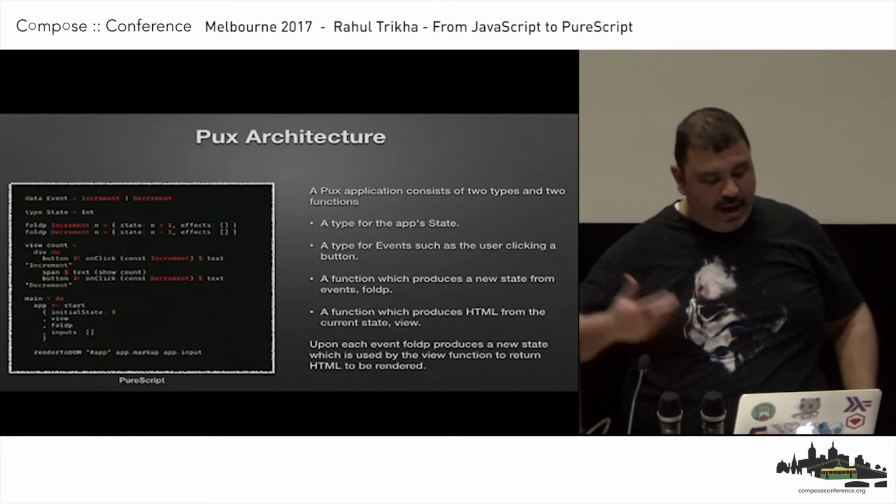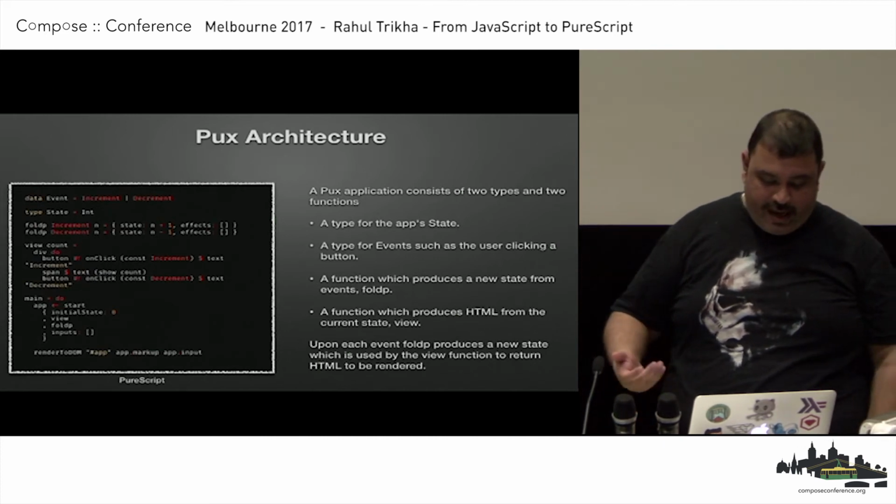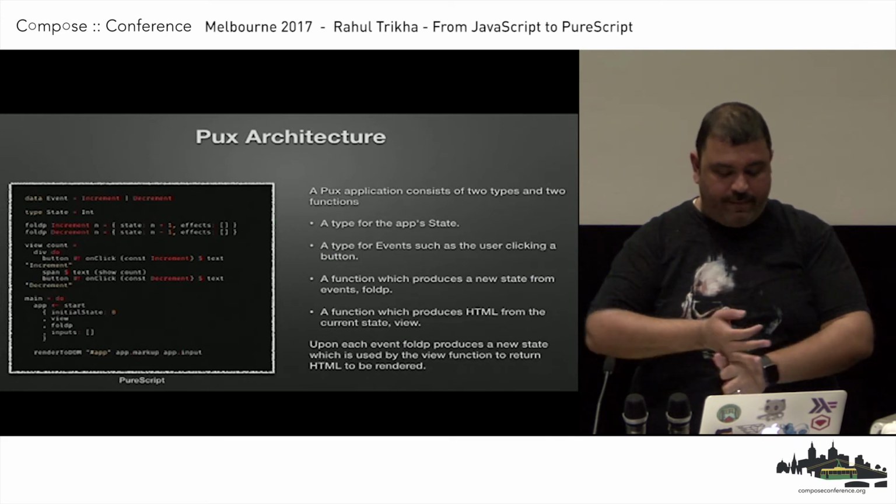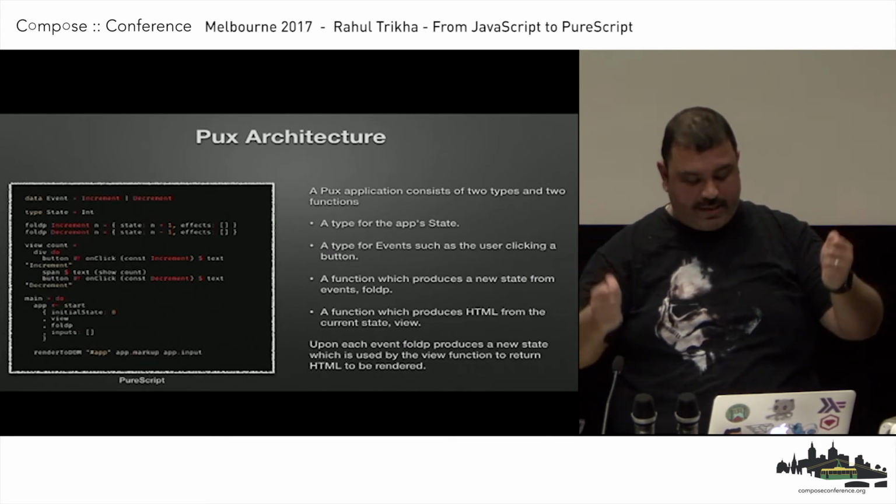And that's it. Then you have the main loop, which is basically saying, okay, I'm going to take my initial state, which is 0, and I'm going to take my view and my foldp, which is the function to operate on these things.